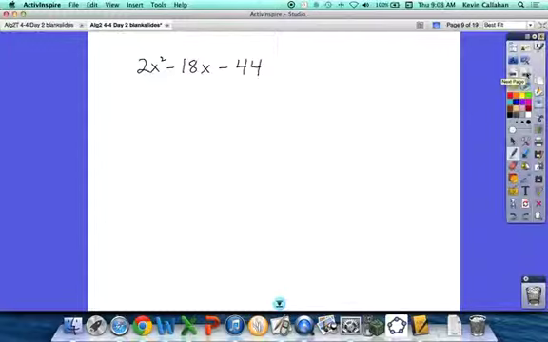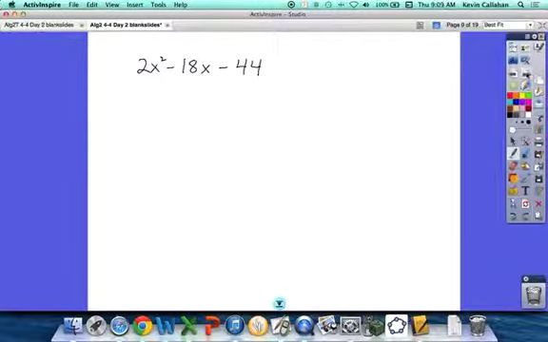How would I factor that one? Does anybody recognize what you could do to simplify that? Yeah, everything's divisible by 2, right? So if you looked at it and you said to yourself, that's got a 2 there, that's not simple. I've got to go through the 6 steps, right? That means I've got to go 2 times negative 44, negative 88, find the factors of negative 88 that add up to negative 18. You're like, oh my gosh, the numbers are too big. I'm not going to be able to do this.